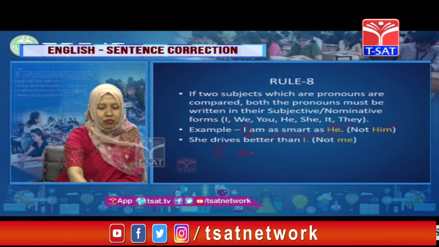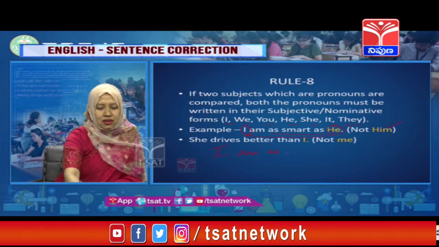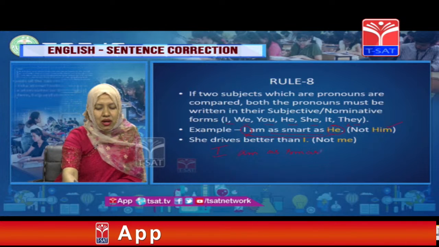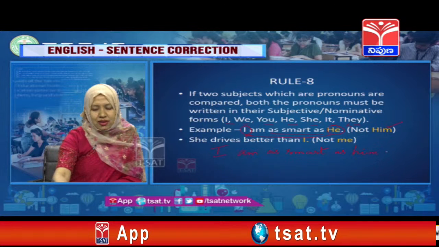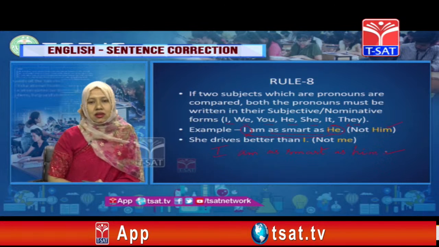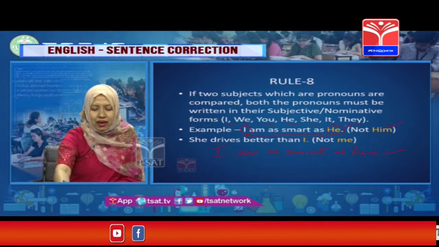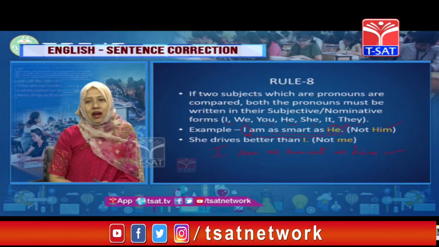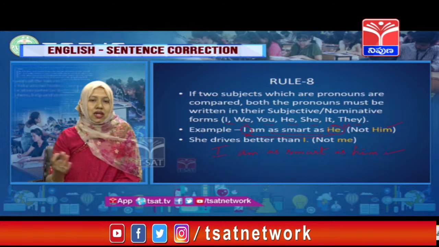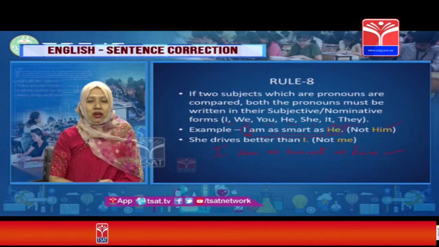I am as smart as him. This is the correct sentence. You cannot say he, this is wrong. She drives better than I. Most of them say she drives better than me. They use this. So which is wrong?